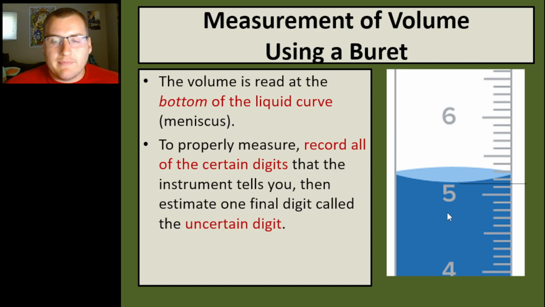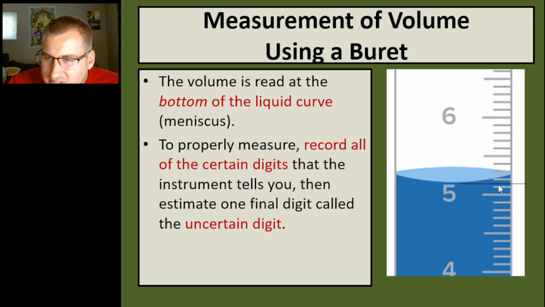When we measure something, we're going to measure what we call certain digits. If we look at our tool here, we have markings on the right side. I can tell that this meniscus, the bottom of it, where I have this little black line denoting where I think it is, is definitely between 5 and 6 for sure. I am certain about that.